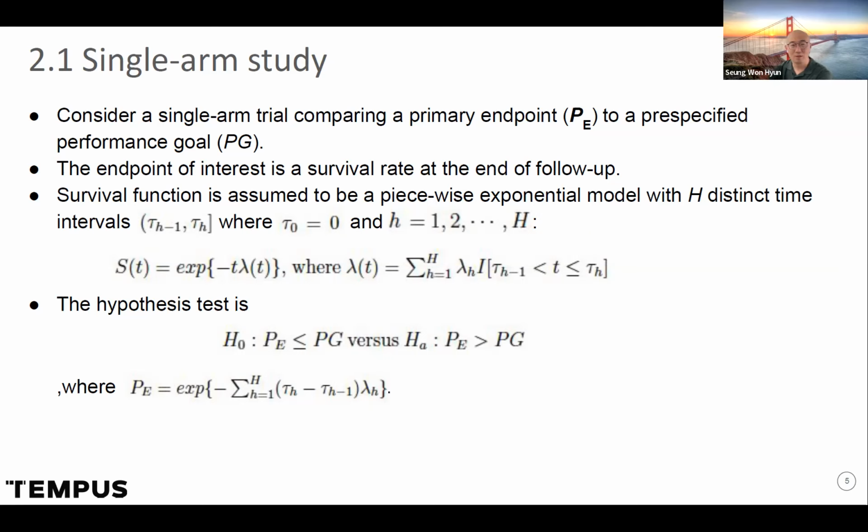Under the model, the parameter of interest can be written as a function of the hazard rates. The primary endpoint, as you can see in the last bullet, is the exponential function of minus the summation over h from 1 to capital H of the width of time interval h times the corresponding hazard rate.